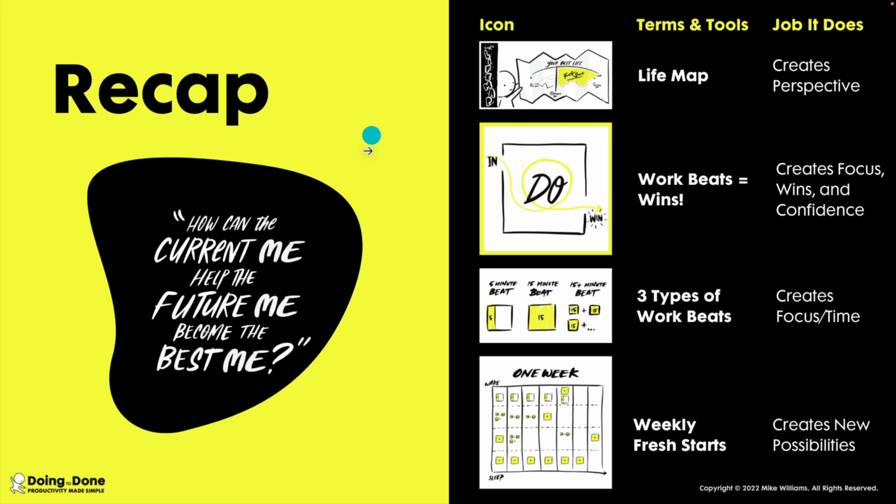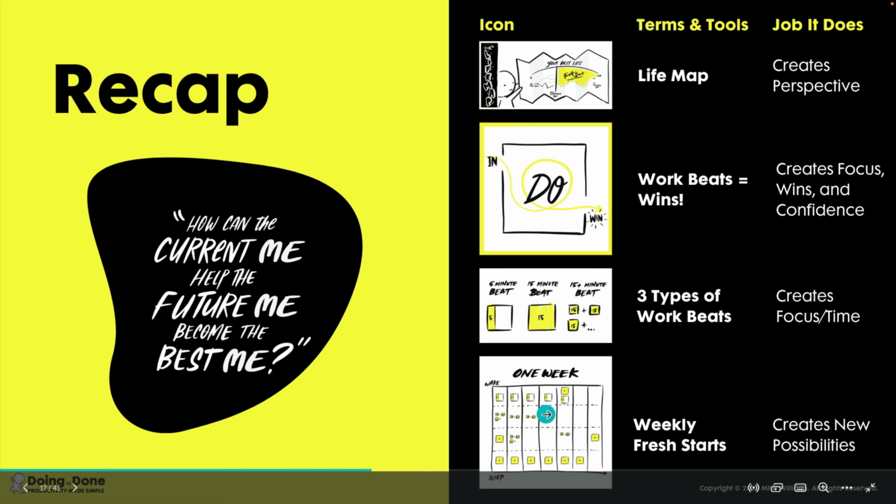So with that as the foundation, kind of like a little bit of the blueprint, we've set up here our design question: How can the current me help the future me become the best me? The life map will give you perspective. The Doing to Done work beat will give you focus over time. And then you can use that to your strategic advantage as you design your week in and week out, and create possibilities for yourself.